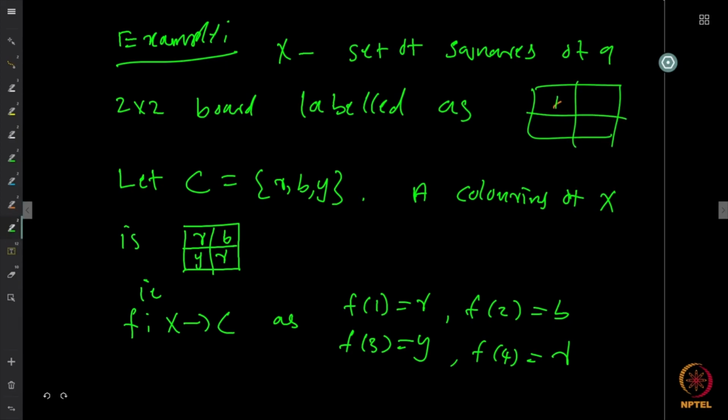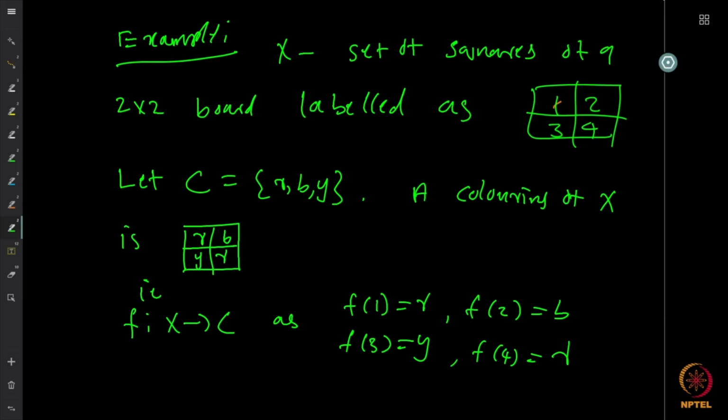So I have these four squares, 1, 2, 3, 4, right? Now let us say that C is this finite set R, B, Y. It's a set of colors, so red, blue, and yellow. The coloring of X is using the colors from C. One of the examples is, for example, you give the first cell as R, second as blue, then the third as yellow, and the fourth as red, right?